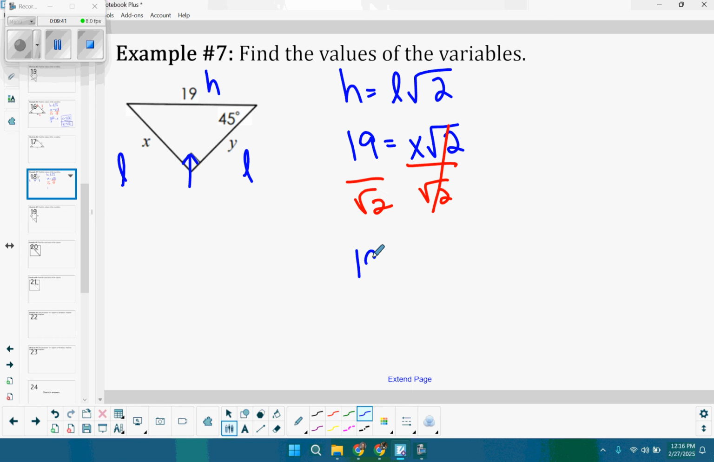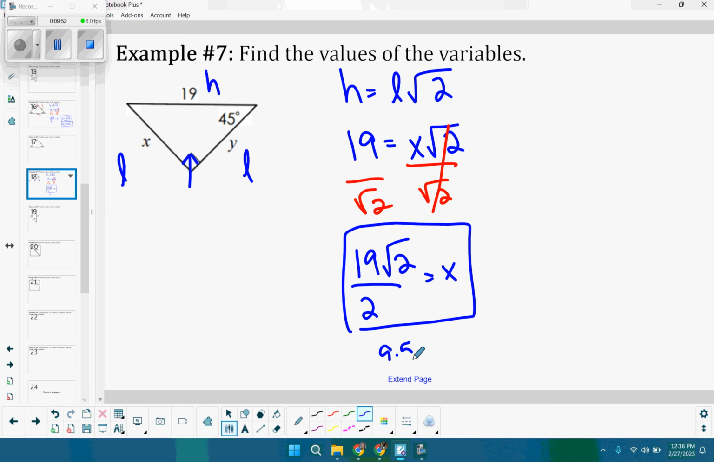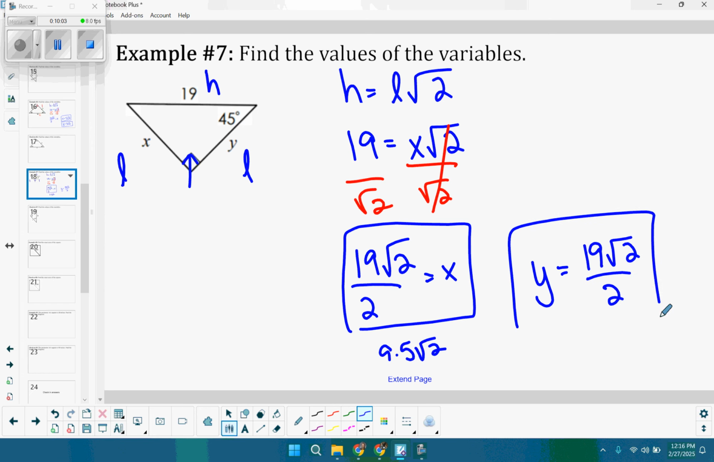So we're going to do the 19 over the 2, bring the square root of 2 up. And I can't reduce 19 over 2. It doesn't go in evenly, so I could leave it like that. I can also call it 9.5 root 2. But again, I'm leaving that as a fraction, and since the L's are equal, y is also equal to 19 root 2 over 2.